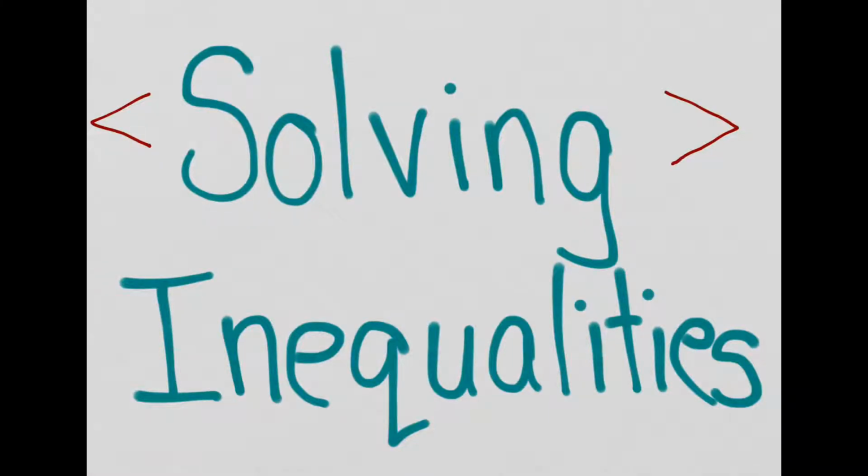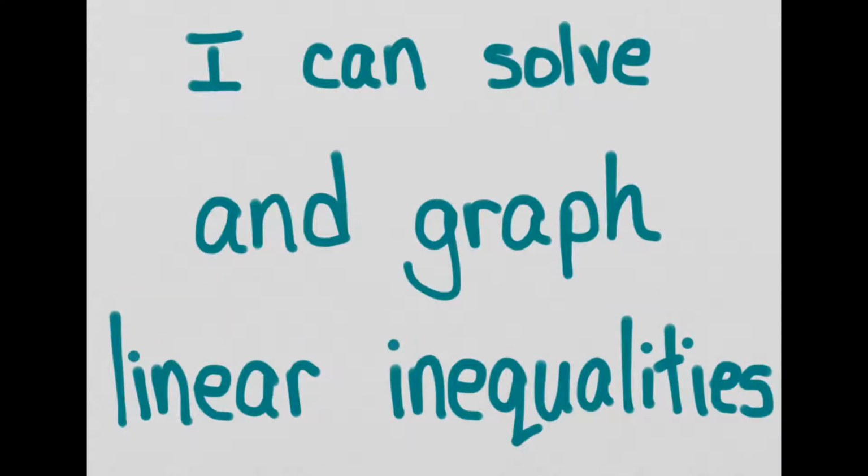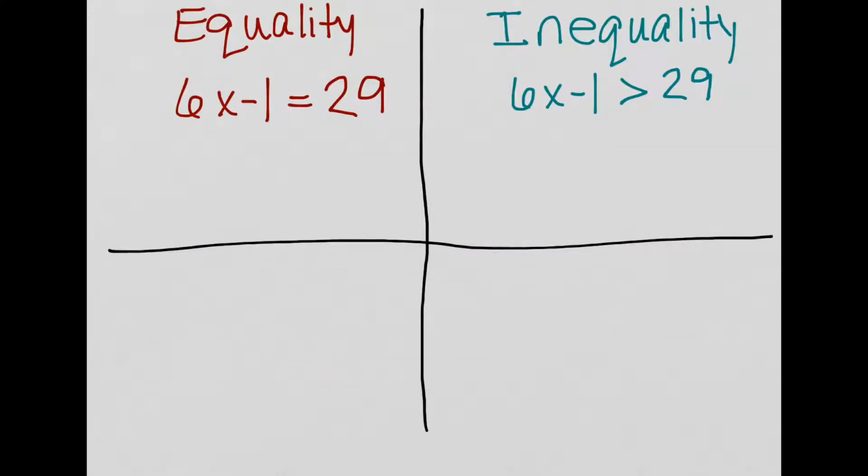All right, Huskies, we are going to talk about solving inequalities as opposed to solving equations, which is what we've done so far in this unit. Now we're going to solve things that are not equal. Our objective: I can solve and graph linear inequalities. Often it's useful to show the answer to an inequality on a graph. So that's why we're going to graph it.